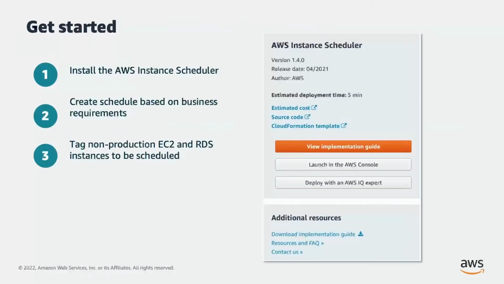To get started, first install the AWS Instance Scheduler by either downloading the CloudFormation template or by launching the solution directly into your AWS console. Then you create a schedule based on your business requirements. And finally, you apply a custom tag to all these applicable non-production EC2 and RDS instances, so we know who we need to schedule, pretty much.